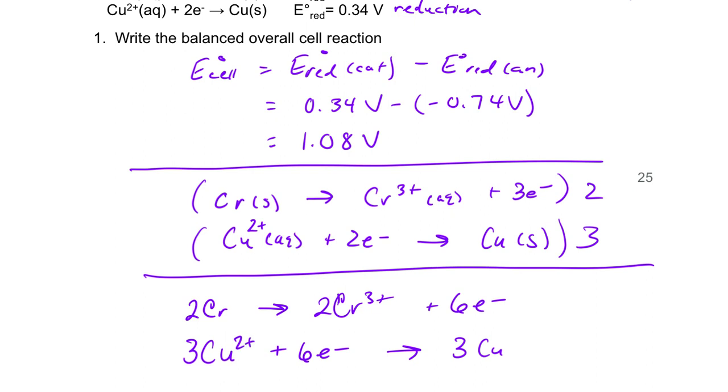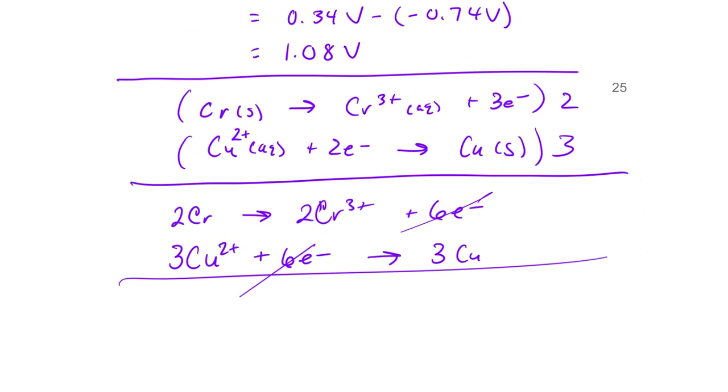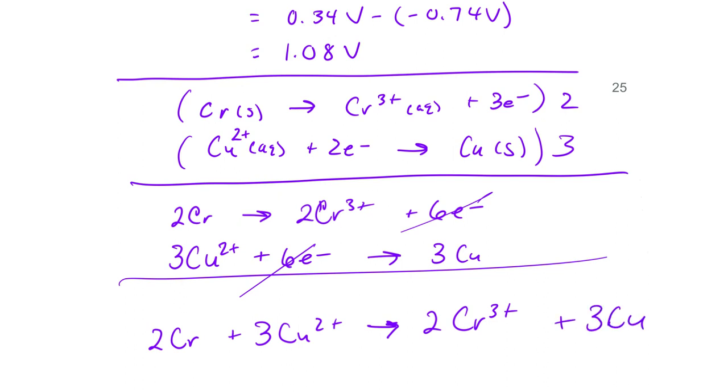Okay. Everyone okay with that? So our 6 electrons cancel. Those are the number of electrons transferred. So we sum these up to get our overall cell reaction. 2 Cr plus 3 Cu2+ forms 2 Cr3+ and 3 Cu solid. Again, leaving off phases. Okay, questions on balancing that?